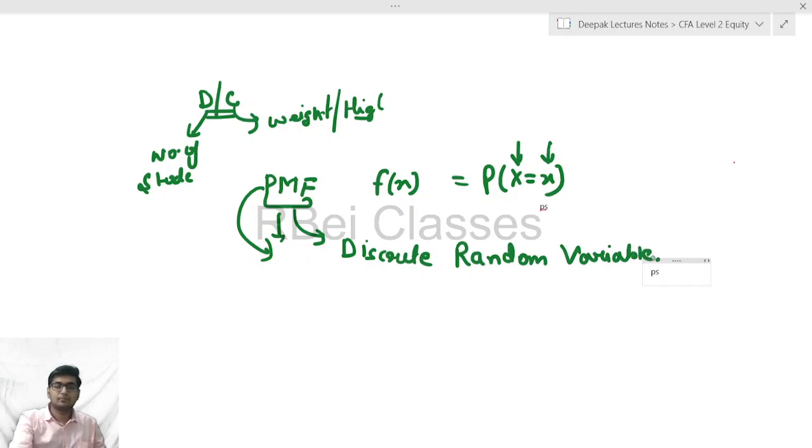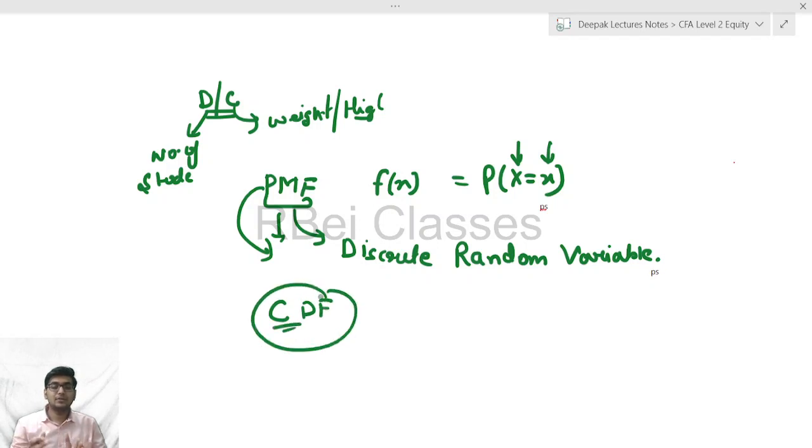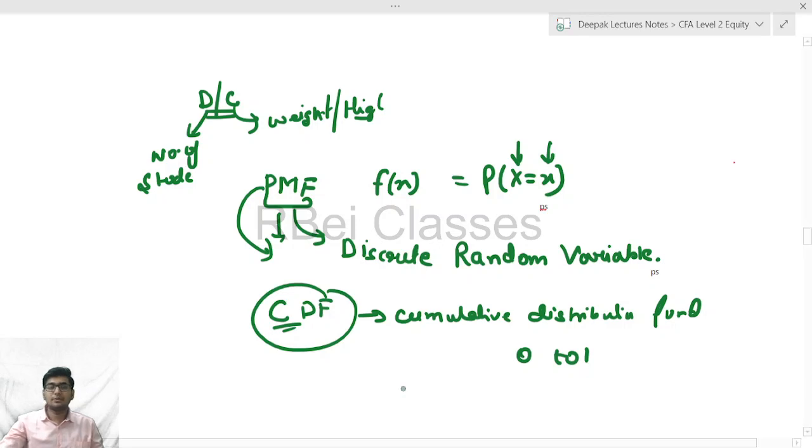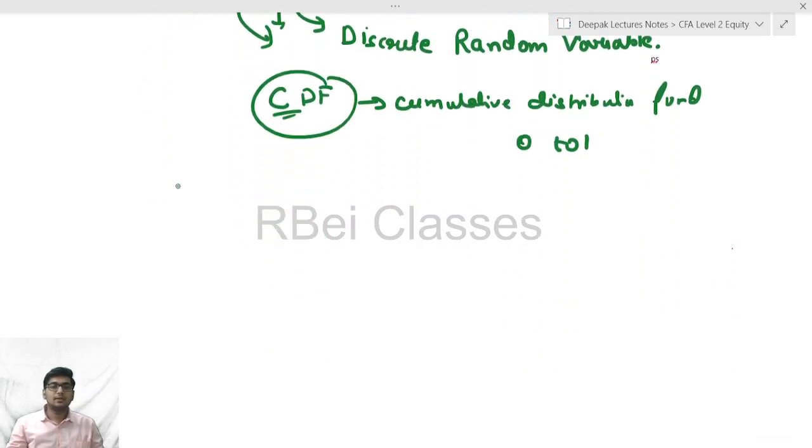Clear? Next is about the CDF, which is the cumulative distribution function. Write down, CDF is cumulative distribution function. Its values lie between 0 to 1.